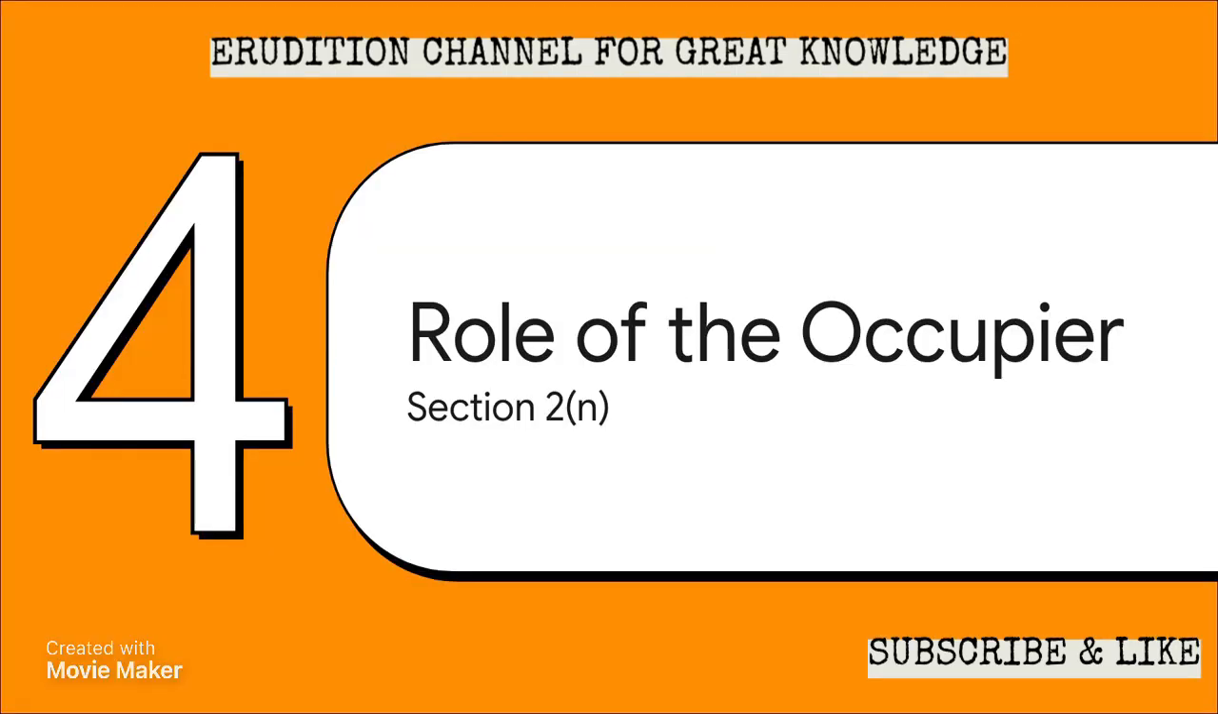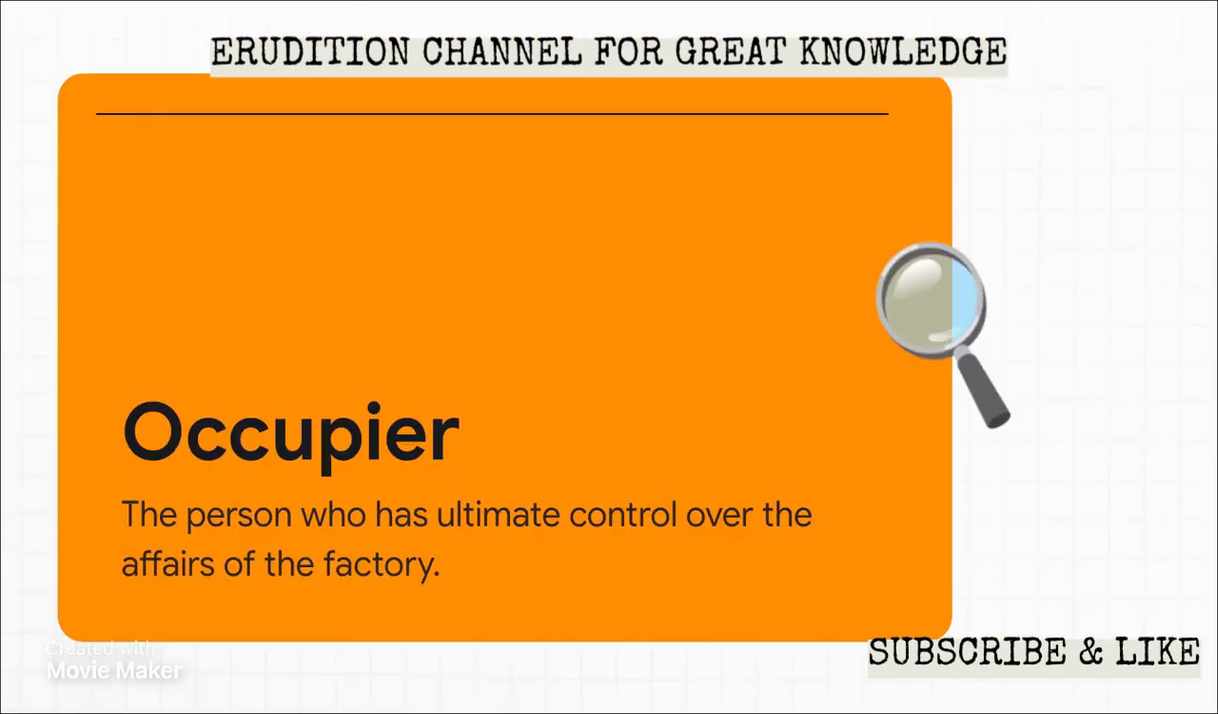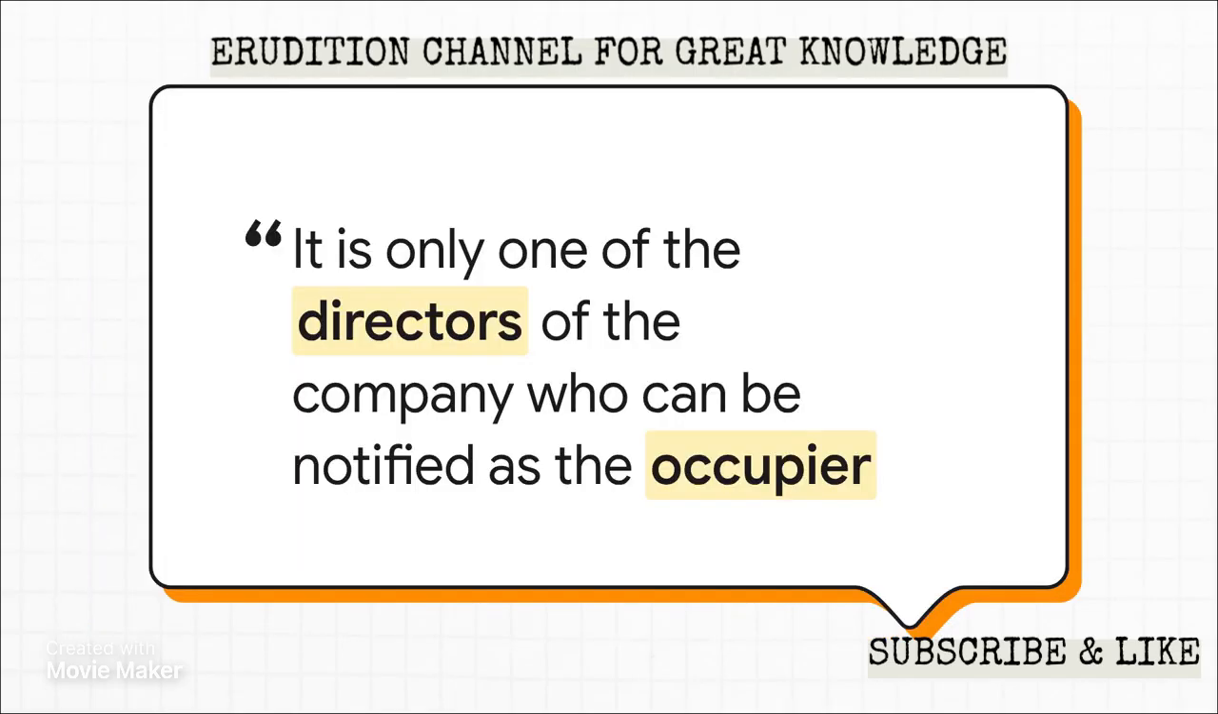Moving to Section 4, the role of the occupier. When the factory inspector comes knocking, or heaven forbid, an accident happens, the occupier is the person who has to answer for it. Under Section 2N, this title goes to whoever has ultimate control over the factory's affairs. In a partnership, any partner can be the occupier. In a government facility, it's whoever the government appoints. But things get a bit tricky when we talk about massive corporate companies. And that's where the Container Corporation case comes in as a major exam differentiator.